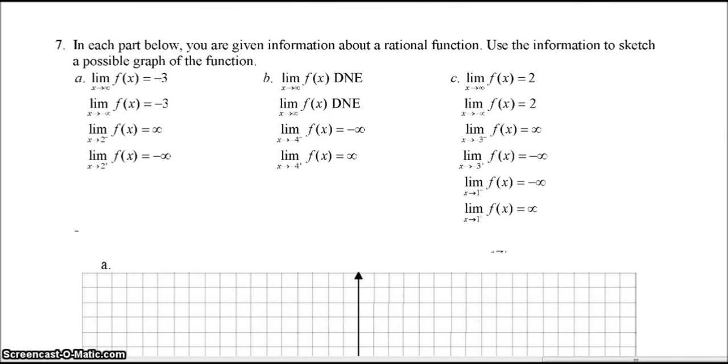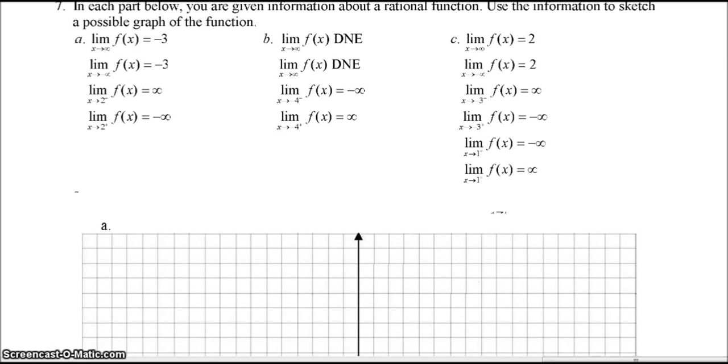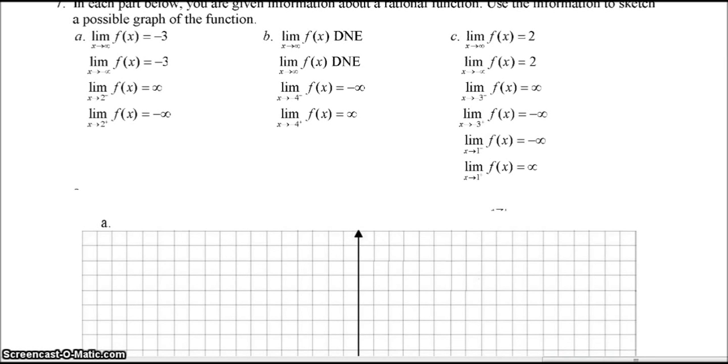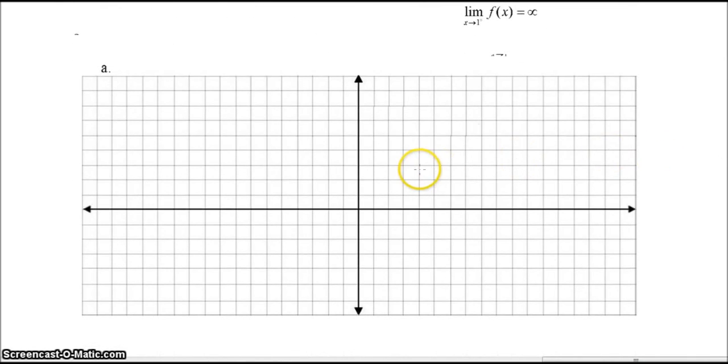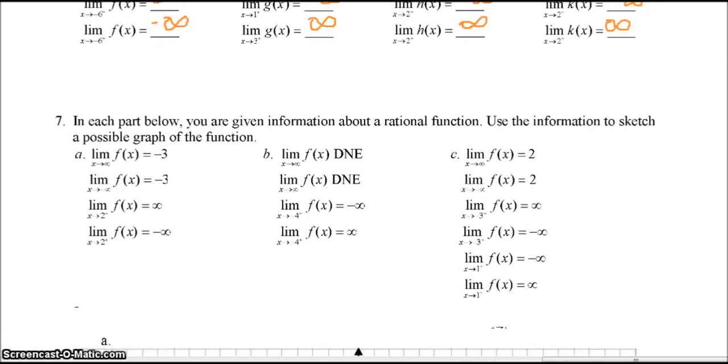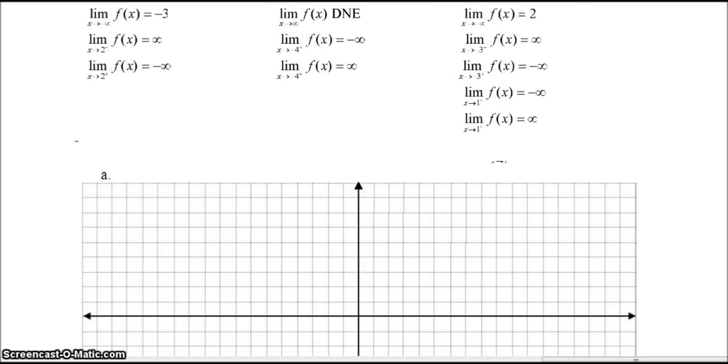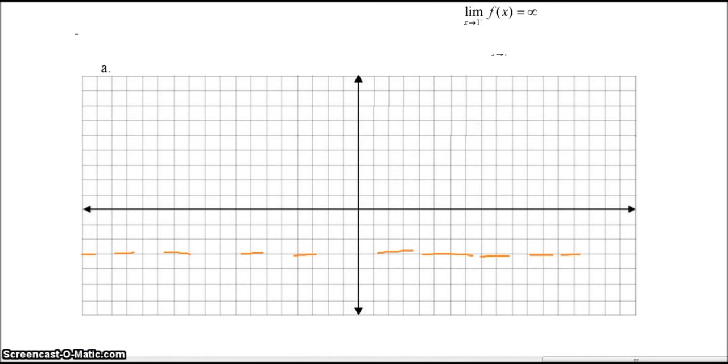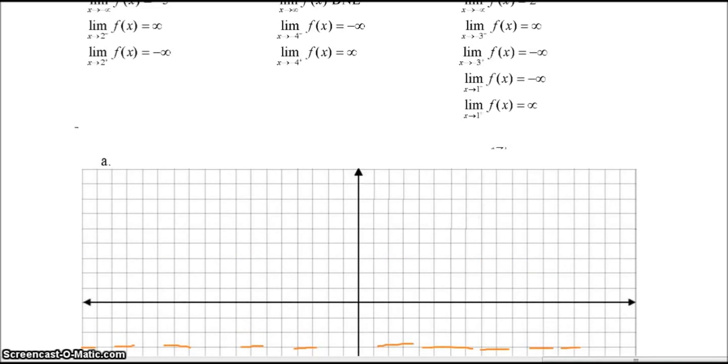In each part below, you are given information about a rational function. Use the information to sketch a possible graph of the function. So 7, limit as x goes to infinity of f of x equals negative 3. That means that at negative 3 we have a horizontal asymptote. As we go to 2 from the left to right, we get infinity and negative infinity, so we have a vertical asymptote at 2.